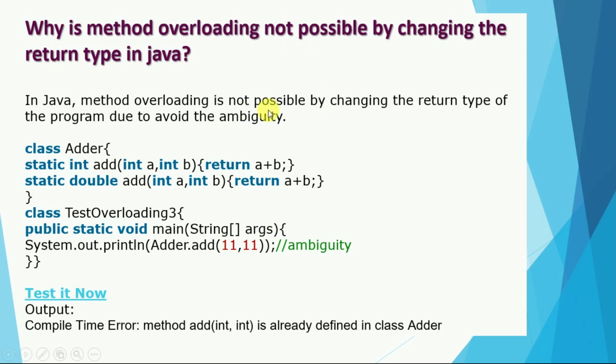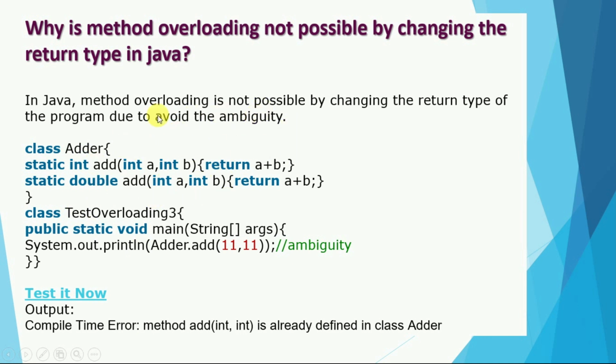Why is method overloading not possible by changing the return type? We already discussed method overloading. We can implement method overloading by changing the number of arguments and by changing the data types of the arguments. But why is method overloading not possible by changing the return type?